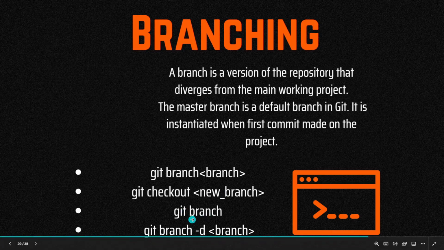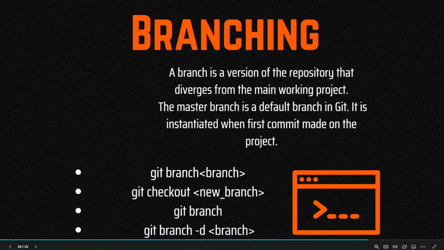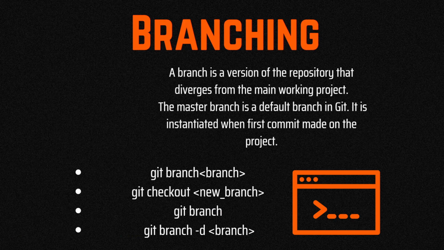Also, you can delete the branch. If you just type git branch, you will see a list of branches. And if you want to delete the branch, you can use git branch -d for delete and the name of the branch.